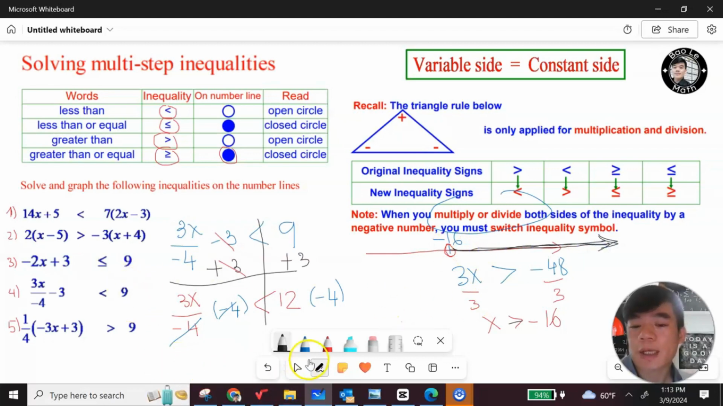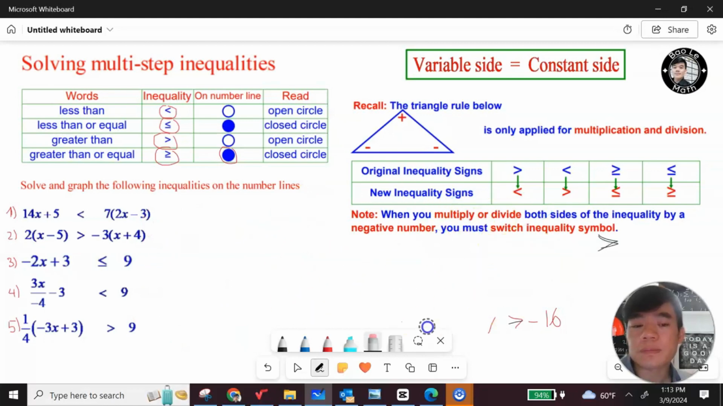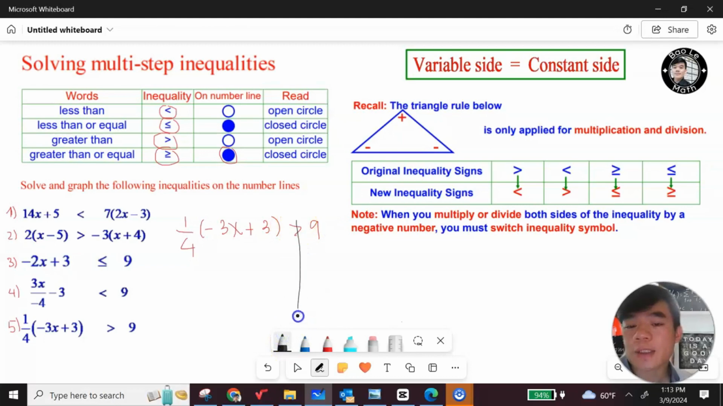Arrow. Okay, now let's move on to the last example. The last example is 1 over 4 times negative 3s plus 3, greater than 9. Draw a line. In this example, you need to eliminate the 4 first, because it's 1 over 4 times the whole thing. This is division, so I need to multiply both sides by 4, the inverse of division. So 4 and 4 right here, gone.